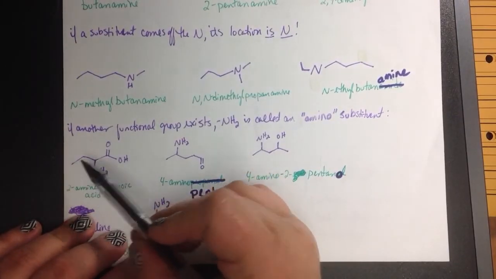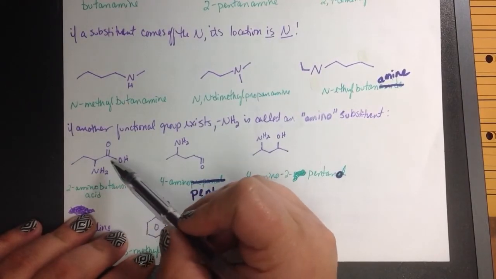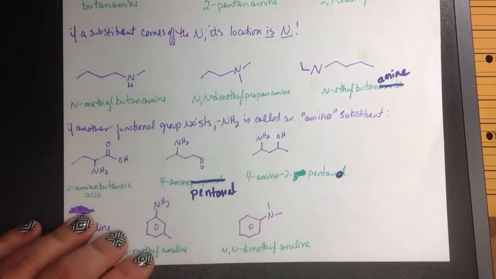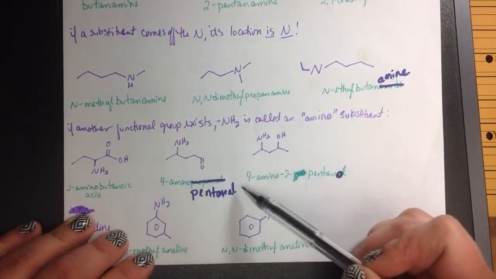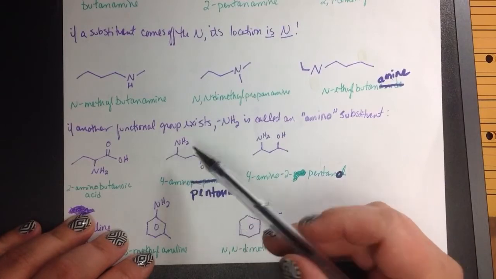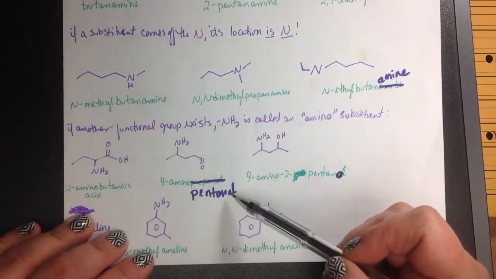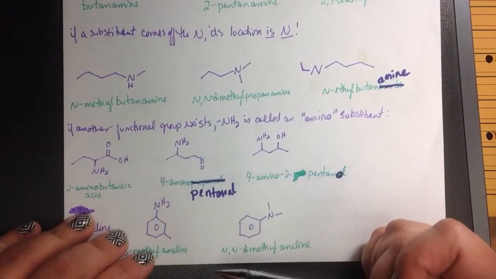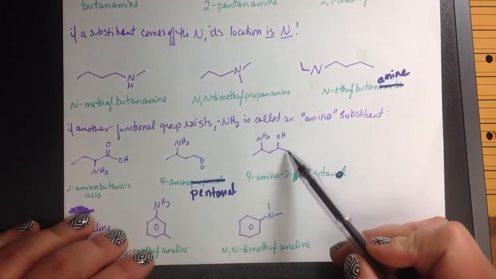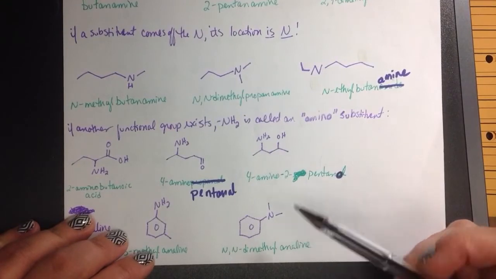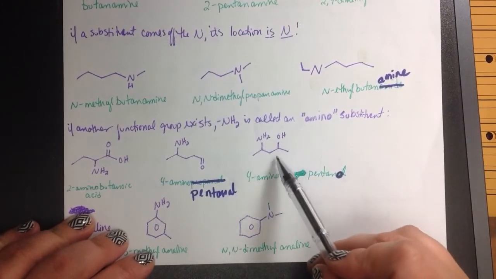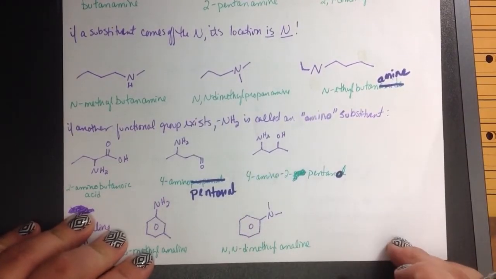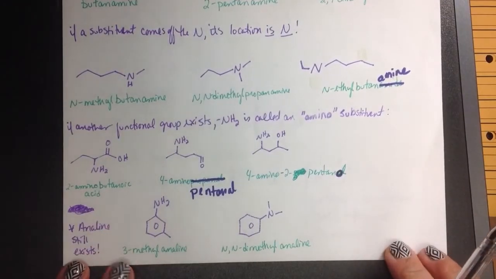So 1, 2, 3, 4, that's a butanoic acid, and we just named this in the beginning as a substituent, so it becomes 2-amino-butanoic acid. This would be number 1 because that's the end of the word. So 1, 2, 3, 4, 5 is pentanal, that's an al, sorry. So it becomes 4-amino pentanal. And here we have 1, 2, 3, 4, 5. That's a pentanol. The 2 is where the OH is. And this becomes 1, 2, 3, 4. So 4-amino, 2-pentanol.